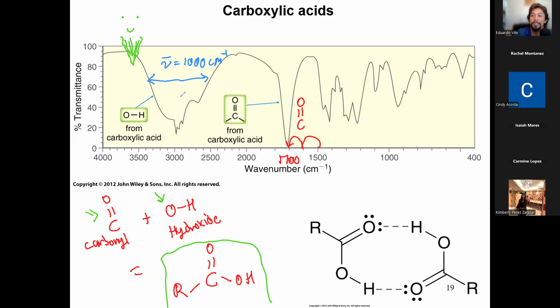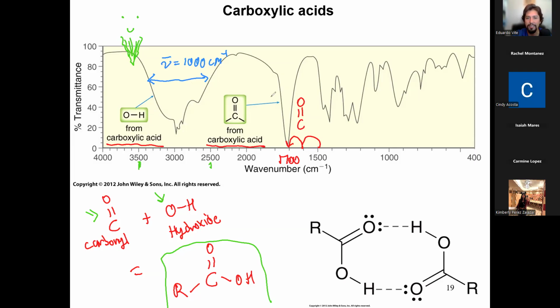So if you see the wizard's beard between 2500 and 3500, and it's a very broad signal, and it looks like a wizard's beard, and you have the carbonyl, you have a carboxylic acid. This is one of those compounding signals that together tell you what type of carbonyl this is. So then you would tell me, this is a carboxylic acid carbonyl, and this is a carboxylic acid hydroxide. See, it tells you right here, OH from carboxylic acid, carbonyl from carboxylic acid. You have to tell me these things.